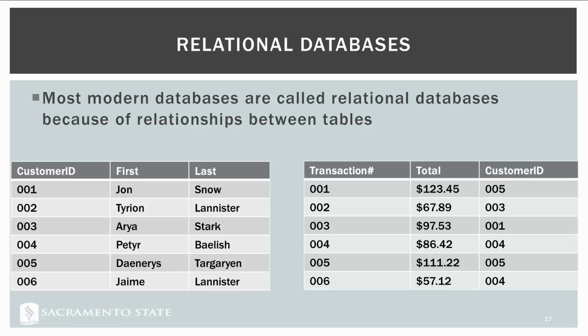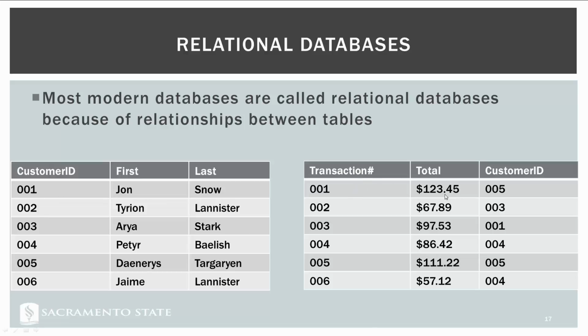Who made the largest transaction? Well, as it turns out, the answer is Daenerys Targaryen. Well, how would we figure that out if you couldn't figure it out? Okay, well, we would look on the right-hand side in the total column, and we would try to find the largest number, the maximum value. And that happens to be this $123.45 in transaction number 1.